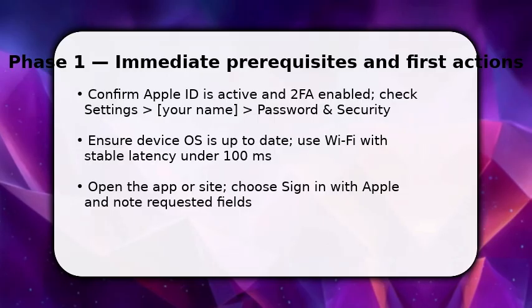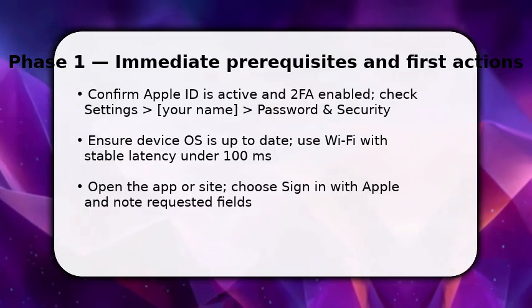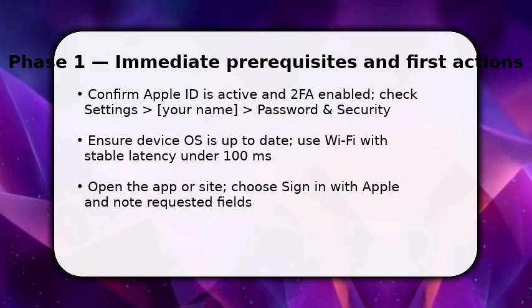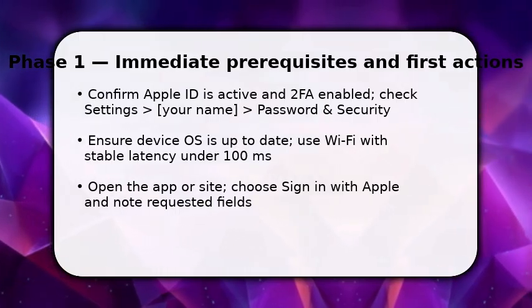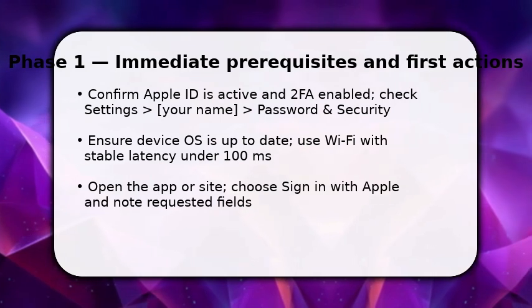Watch the permission prompt. If the app asks to share or hide your email, decide now. Hide will create a relay address. Once done, continue to the next steps to verify account links and tokens.